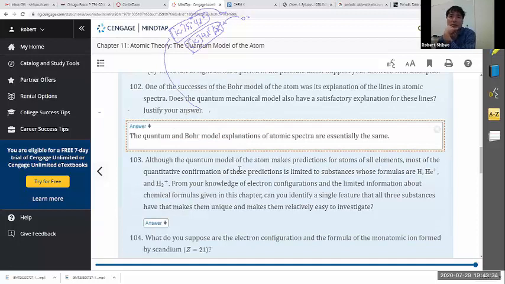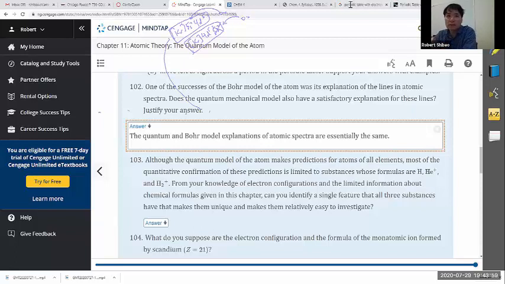Although the quantum model of the atom makes predictions for atoms of all elements, most of the quantitative confirmation of these predictions is limited to substances of H, He+, H2+. From your knowledge of electron configurations and limited information about chemical formulas given in this chapter, can you identify the single feature of all three that makes these relatively easy to investigate?